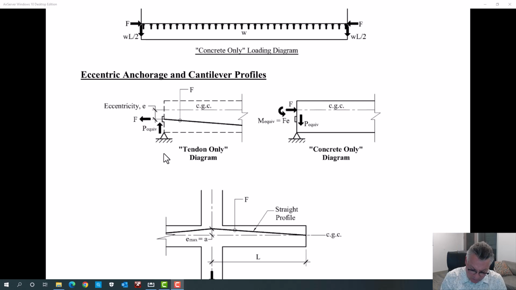We're always going to be moving that force by the eccentricity. So that equivalent moment that we're left with will always be F times Z at the end. So whatever eccentricity we moved the tendon to get it to the center of gravity, that is the eccentricity by definition. And that force multiplied by that is a primary pre-stress, an equivalent moment.